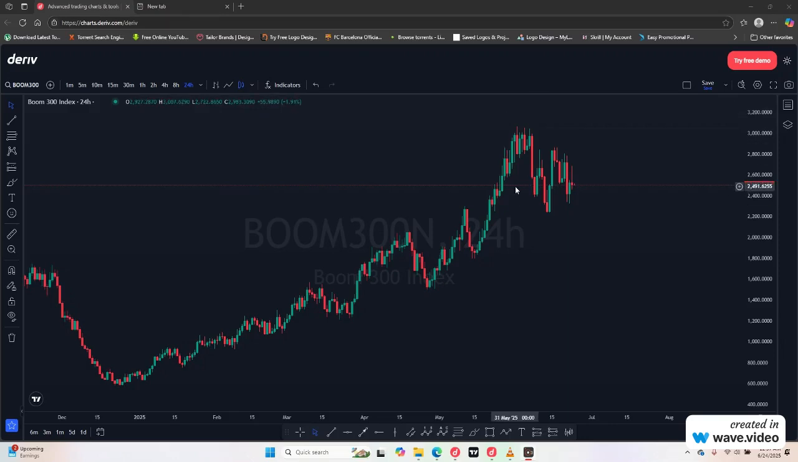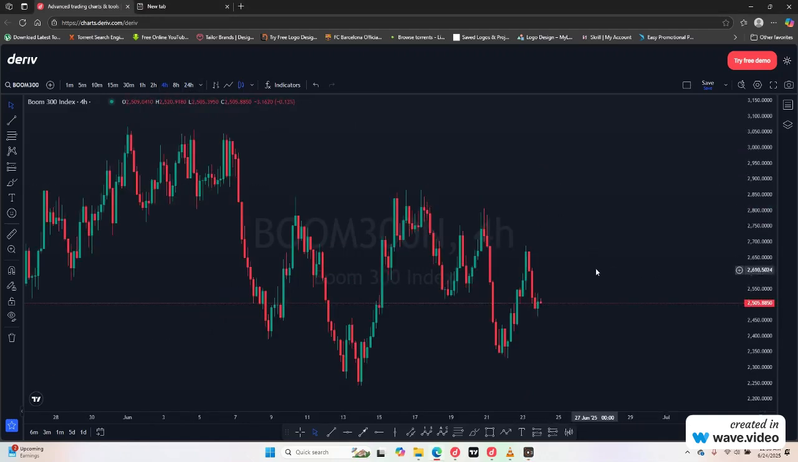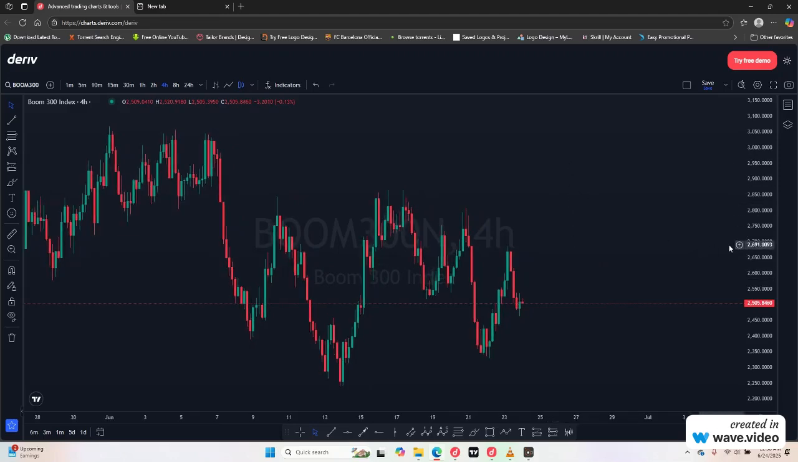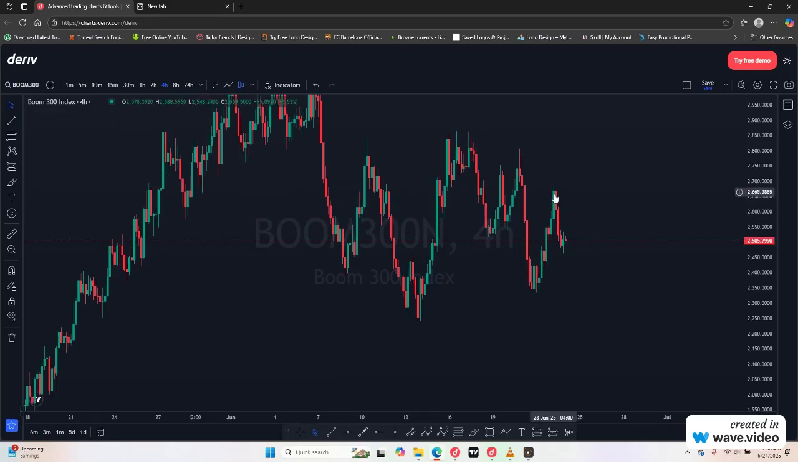Yeah, with the Boom 300 index on the daily time frame, you can see how this daily push is. And looking at the daily push, let's scale into the lower time frame. So on the 4-hour time frame, you can see, ladies and gentlemen, after the drop that came on this pair, you can see the daily bearish move that came.